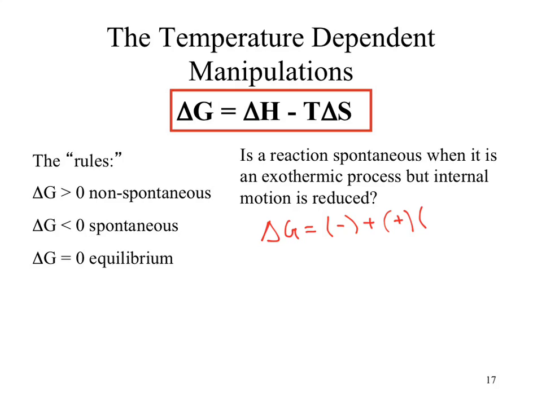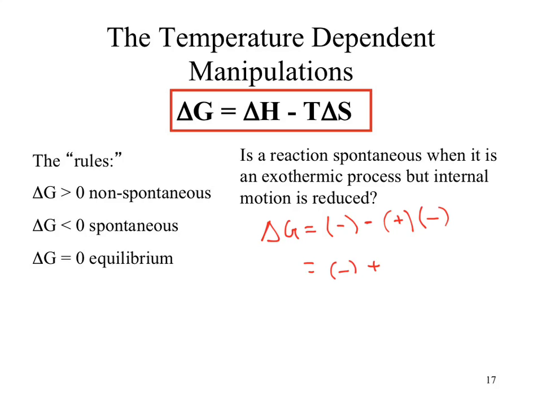Oh, that's why you guys are saying minus. I was like, what are you talking about? Temperature is always positive. Yeah, there we go. Negative. Thank you for catching that. That makes a big difference. What's our sign on our entropy? Why do we know it's negative? Internal motion reduced. We reduced our internal motions. What's our result? We get a negative.